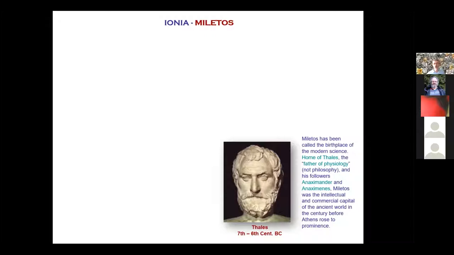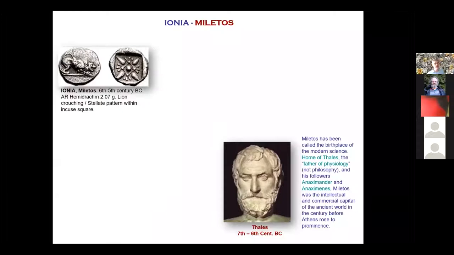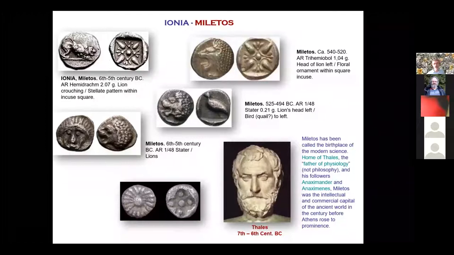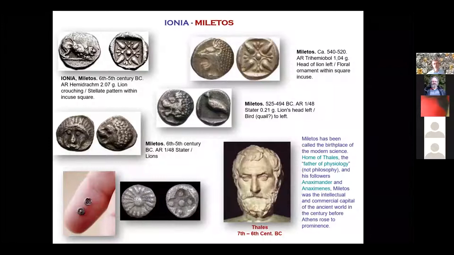And on their coins, you see this roaring lion in various forms. And then they minted very, very small denominations. Again, a clear indication that coinage was for mostly commerce, but not only for military campaigns or large payments.